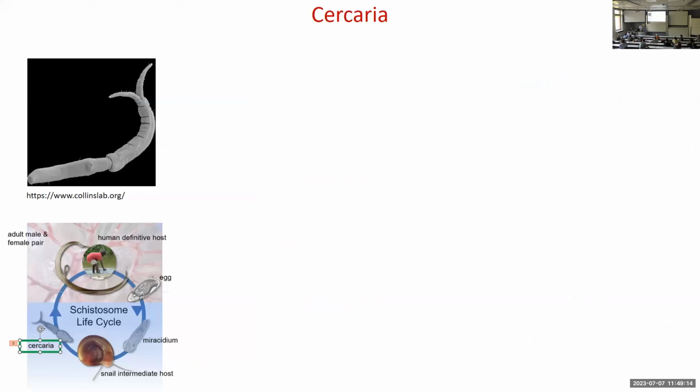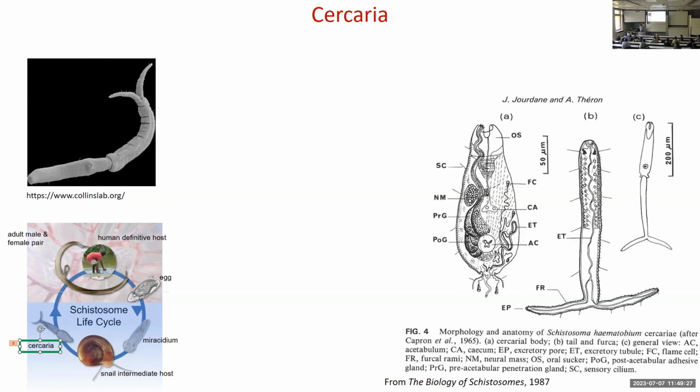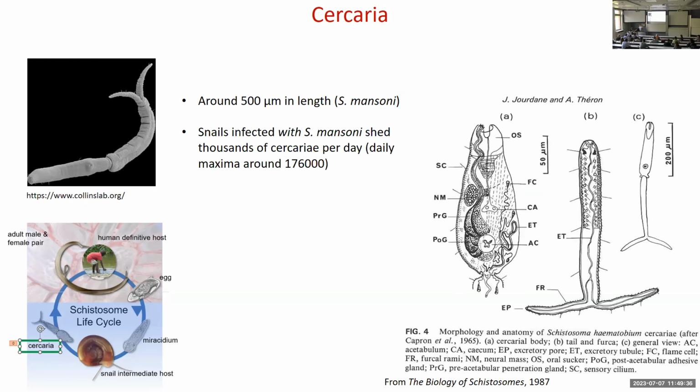Right. So these were Miracidia. Now we're on to Cercariae, which is the second stage. It's a stage that emerges from the snail and seeks the definitive host, so human in case of Schistosoma mansoni. So here are SEM pictures. It's a very complex structure. They're much bigger, around half a millimeter in length. And snails infected with Schistosoma mansoni shed thousands of Cercariae per day. So in theory, one snail can infect thousands of people.